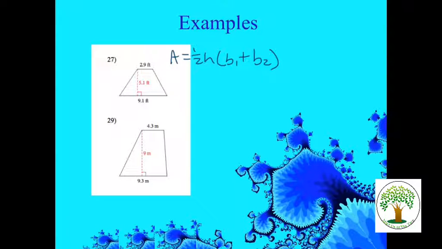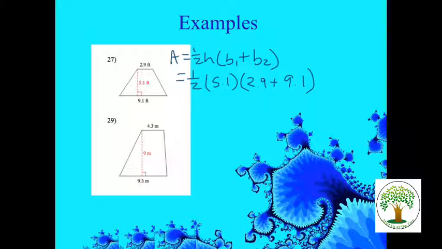Okay, so we're going to just take the height, that's the 5.1, and put it in the place of the height. Which one's B1 and which one's B2? Doesn't matter. 2.9 plus 9.1. Now, those of you who have these sophisticated calculators, you can just write it just how it is. 1/2 times 5.1, open parentheses, 2.9 plus 9.1. And then hit enter once at the end.